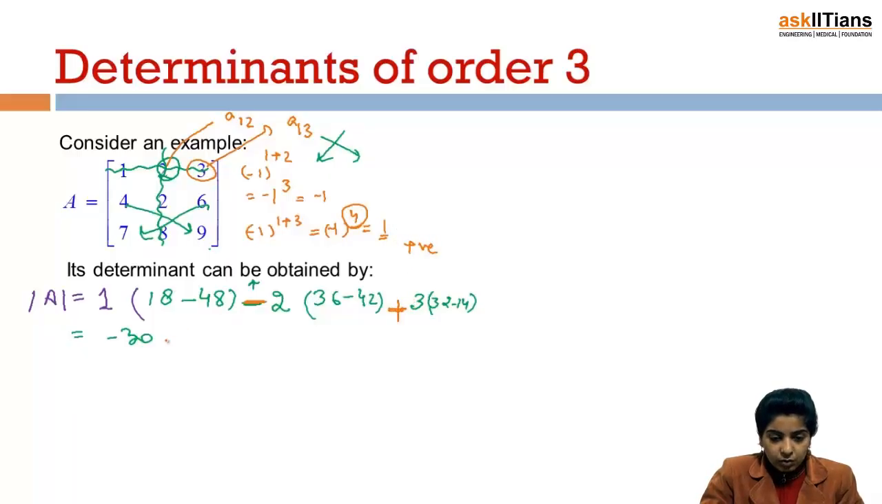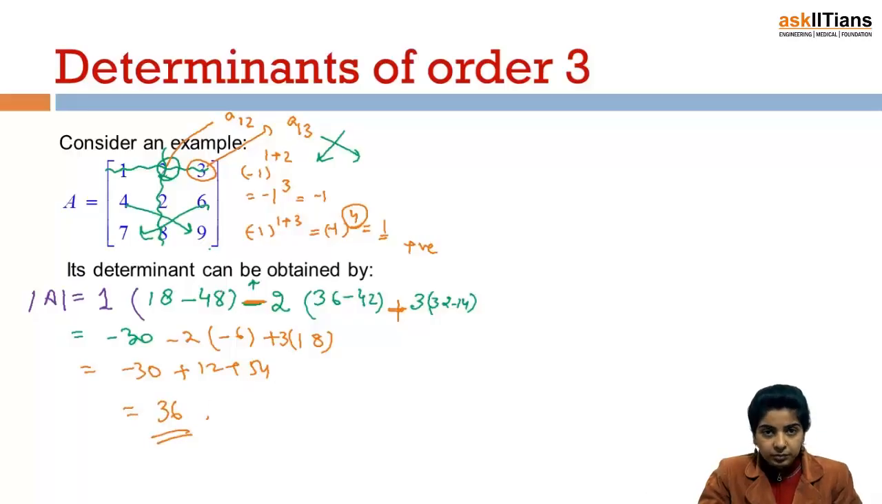So what do I get now? Minus 2 into 36 minus 42 is minus 6. Then I get 3 into 32 minus 14 is 18. This gives me minus 30 plus 12 plus 54 which is 36. So this is the value of the determinant.